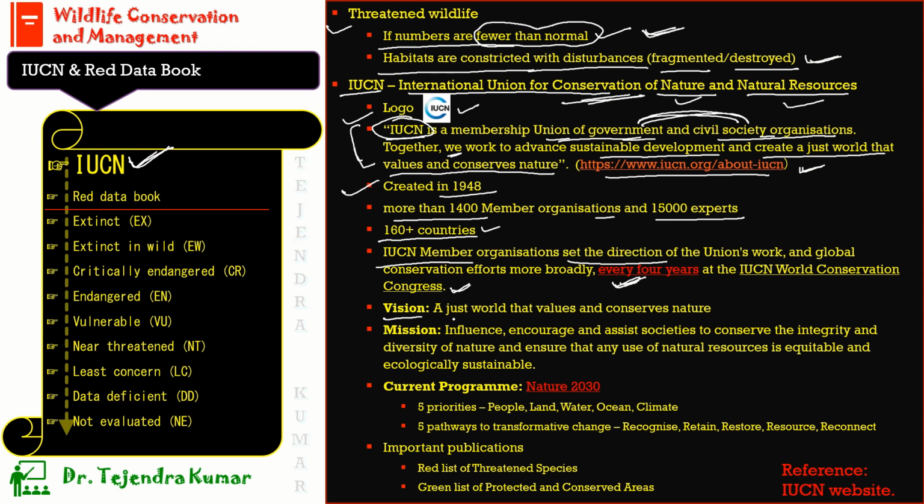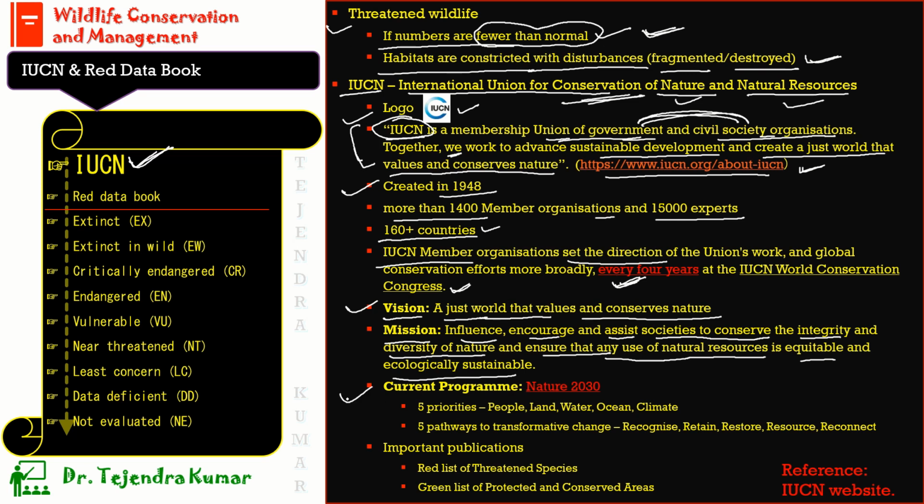Its vision: a just world that values and conserves nature. So this is its vision and mission. If we see, we will find: influence, encourage, and assist societies to conserve the integrity and diversity of nature, and ensure that any use of natural resources is equitable and ecologically sustainable. So this is the mission of the IUCN.